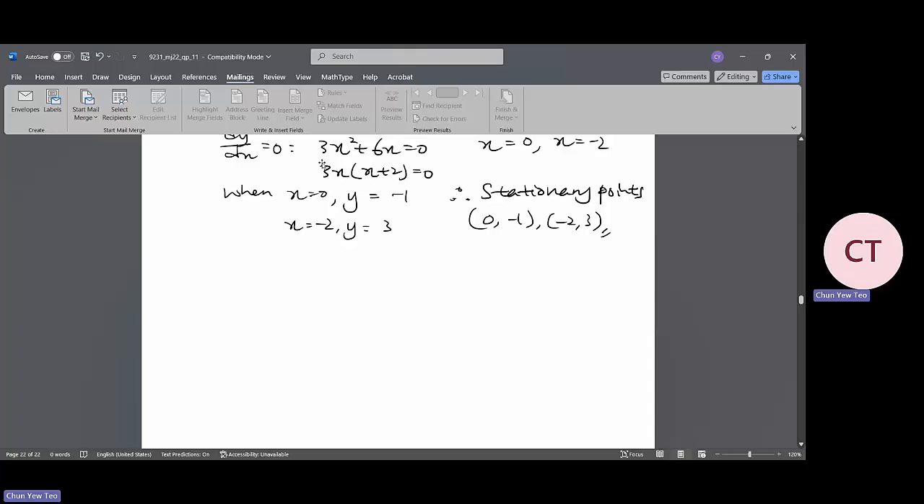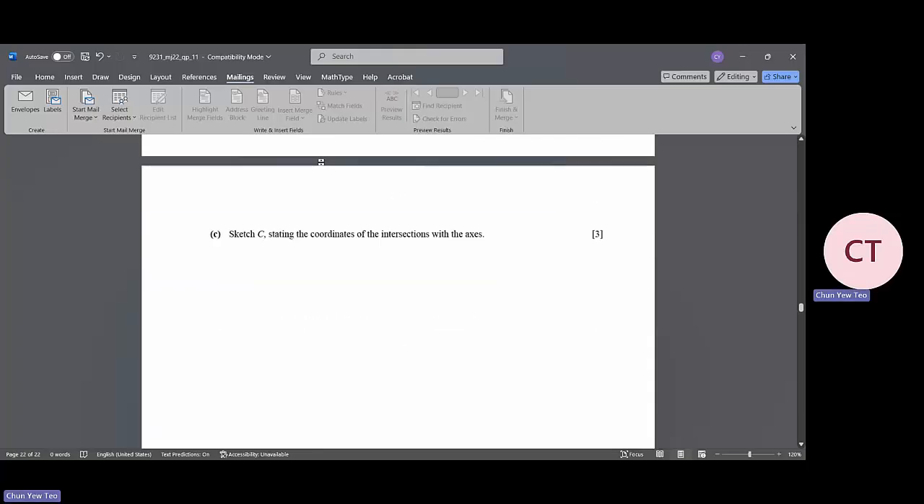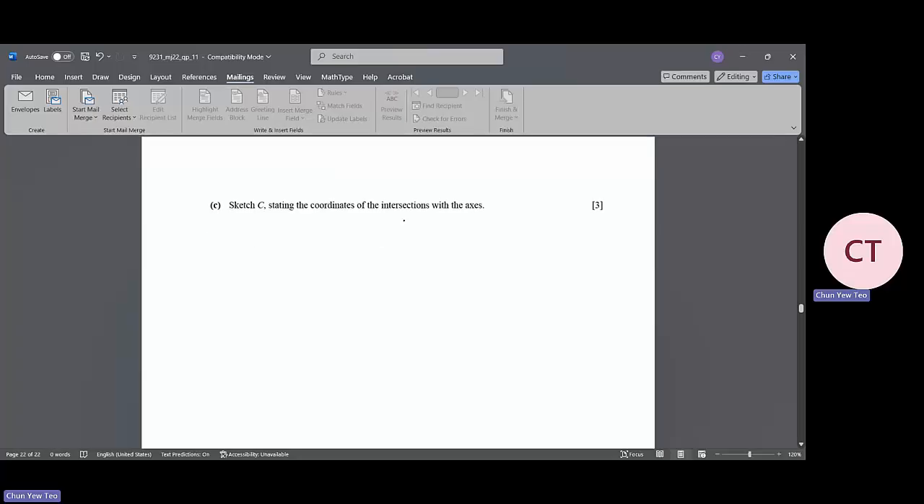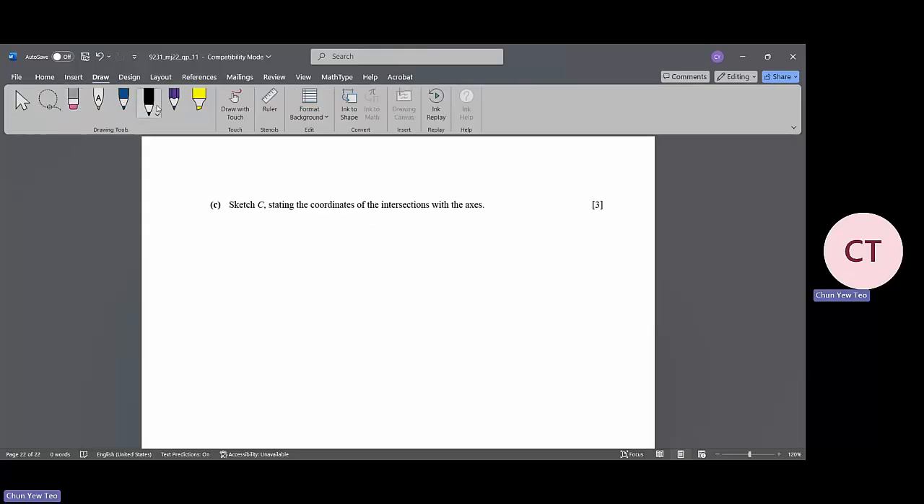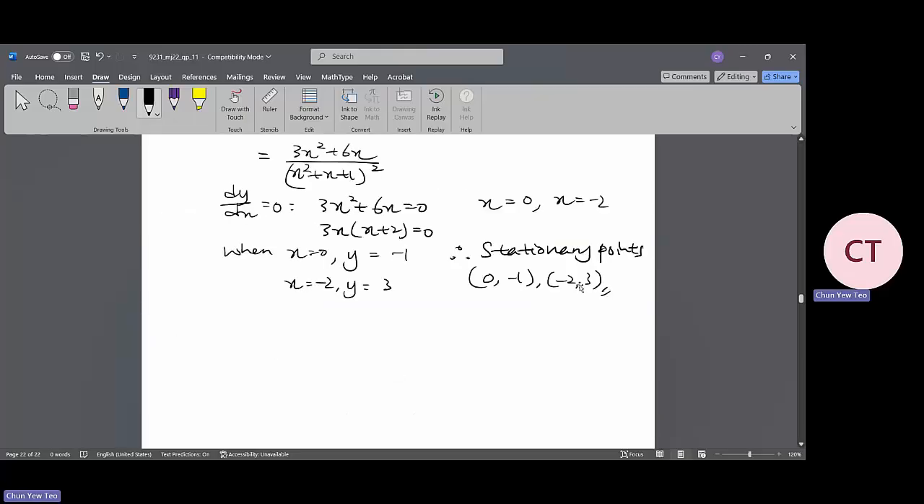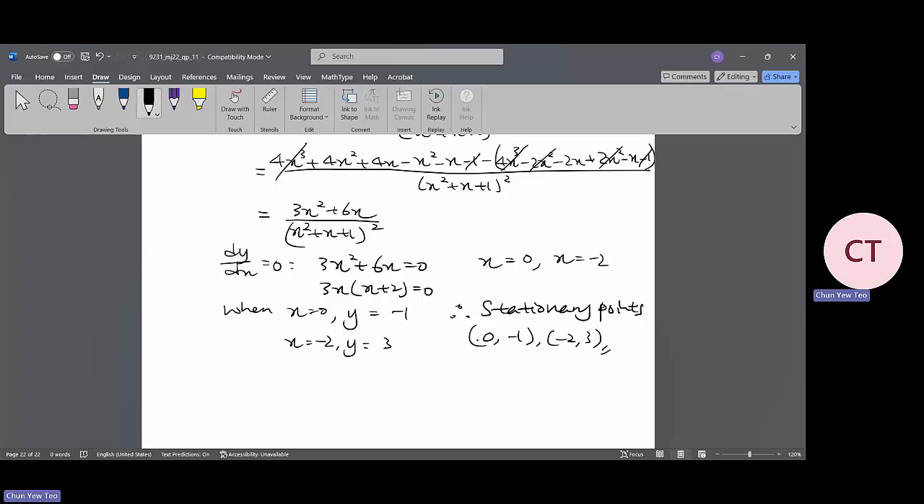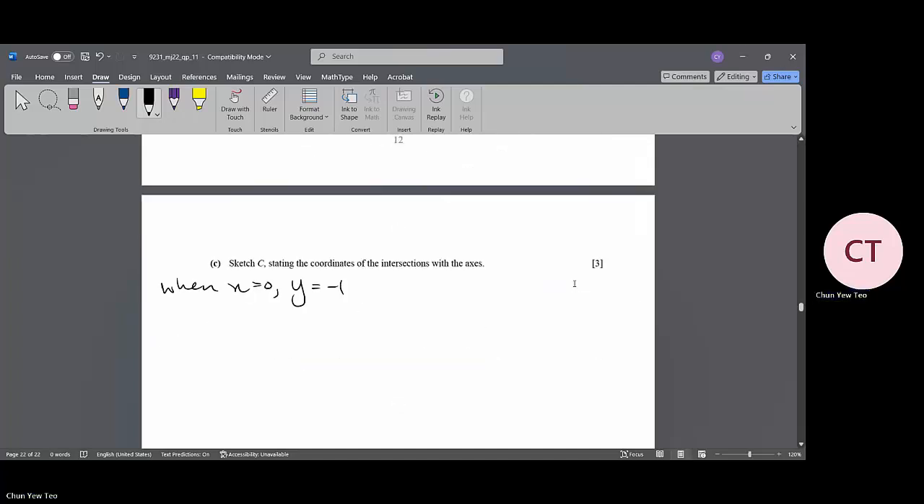For C, we need to sketch a graph and state the coordinates of the intersections with the axes. So we find the intersections with the axes first. When x is equal to 0, your y is equal to -1. Actually, we already have x equal to 0, y equal to -1. Then when y equal to 0, you will get 2x squared minus x minus 1 equal to 0. Factorize it.